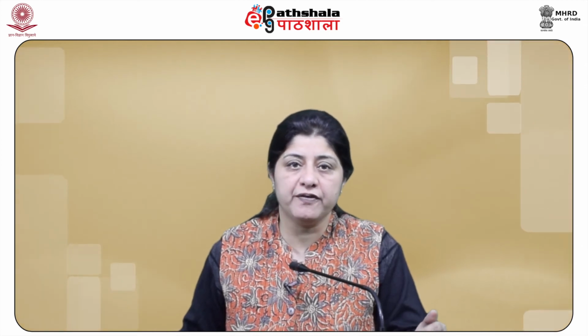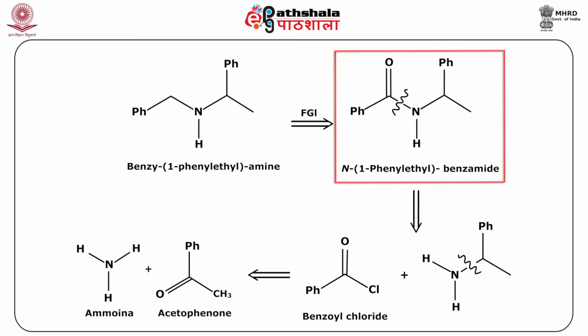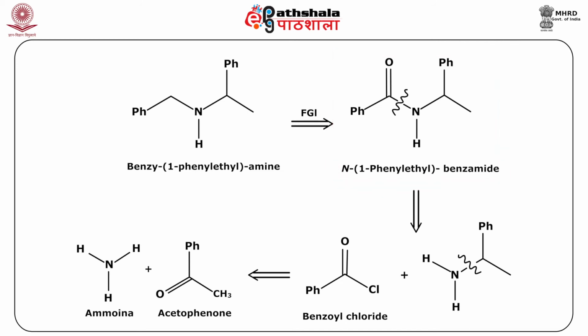The retrosynthetic analysis of N-benzyl 1-phenylethanamine is shown here in the figure. The functional group interconversion on the target molecule shows that this molecule can be synthesized from N-1-phenylethylbenzamide. Further, disconnection of N-1-phenylethylbenzamide is possible due to the cleavage of the carbonyl N-H bond.